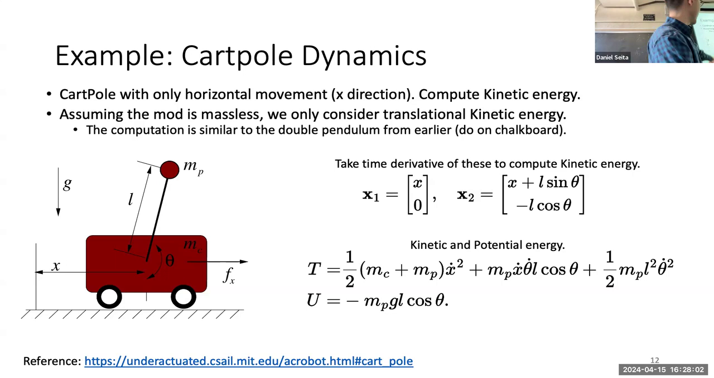So this is from the Drake textbook. Question? I just want to know, the potential energy for the cart mass would be zero, right? In this case, that's why we're not including it there. The potential energy should only come from the mass at the end of the pole. It's assuming the cart will block anything that makes the cart itself go down, but the pole can go down.